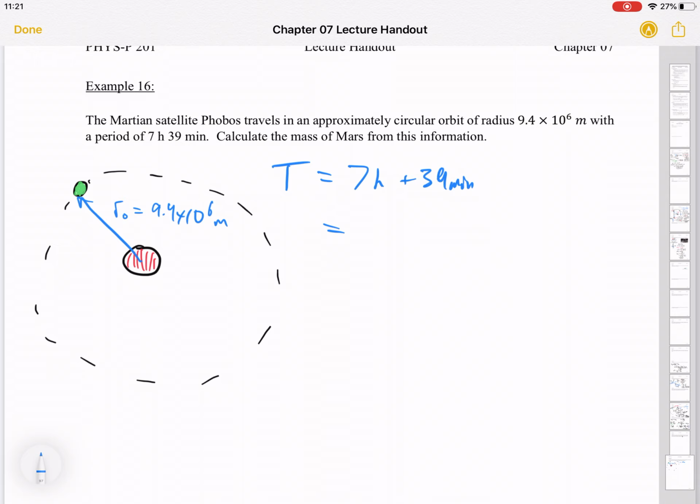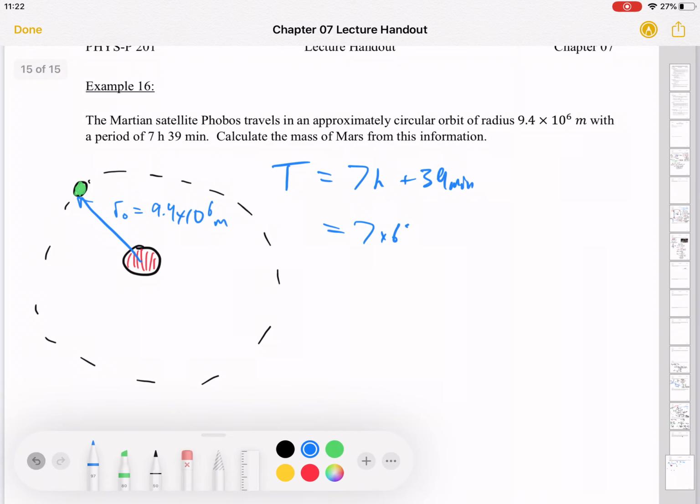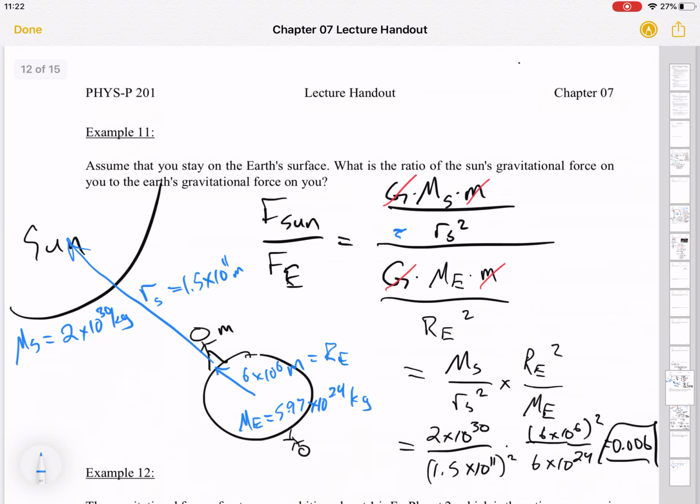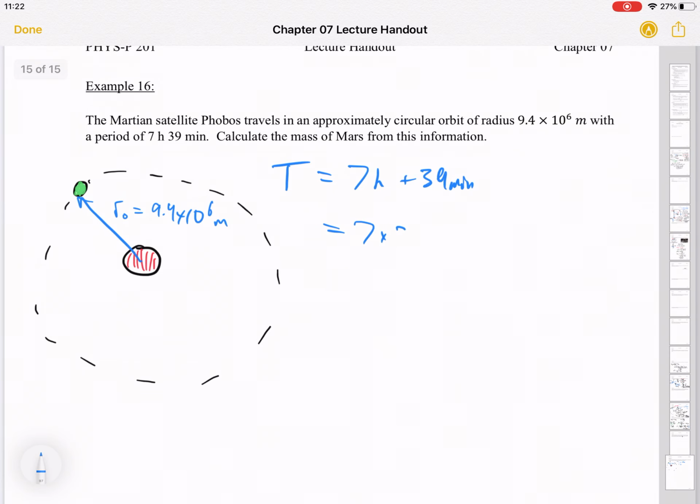Let's convert that all to seconds, right? That's going to be much more useful. So 7 times 3,600 plus 39 times 60. What I get is 27,540 seconds. And I want to get the mass of Mars.